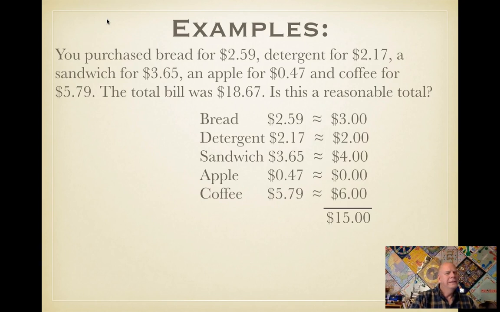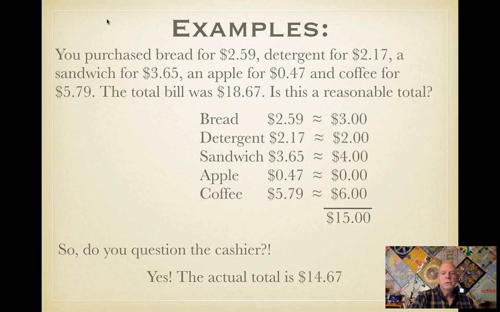So $18.67, unless there's a high tax rate, which there isn't tax for food anyway, something's wrong here somewhere, right? And so you should be questioning the cashier. So the question here, do you question? Yes, you do question the cashier. What? Did you get something extra in there? Did you count something twice? You know, what's going on here?